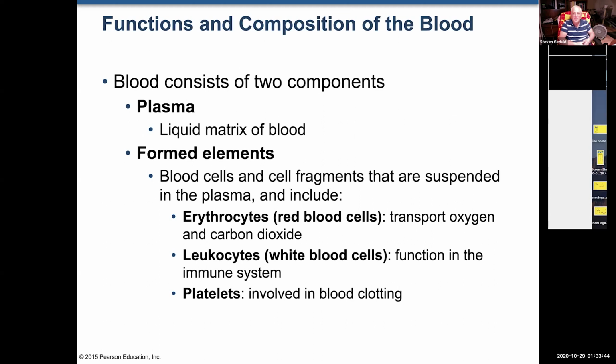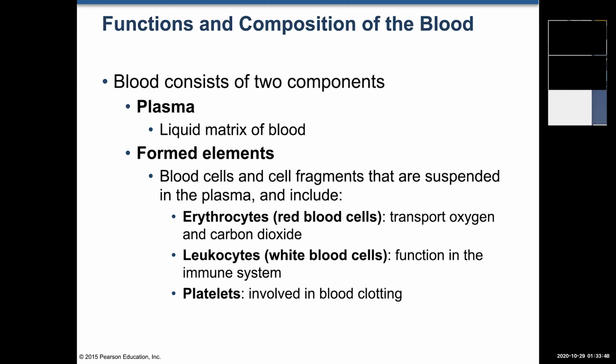Blood has two components. It has plasma and it has formed elements. Plasma is the liquid portion of the blood. Formed elements are everything else. You know, the blood cells, cell fragments, and those are suspended in the plasma.